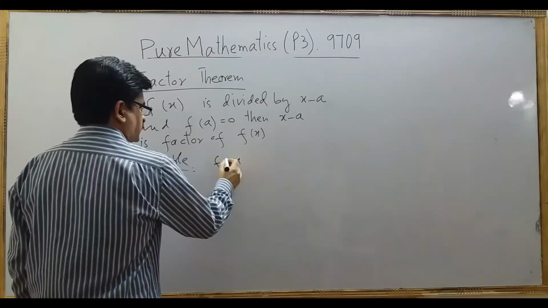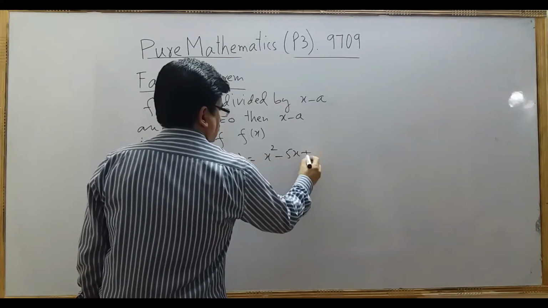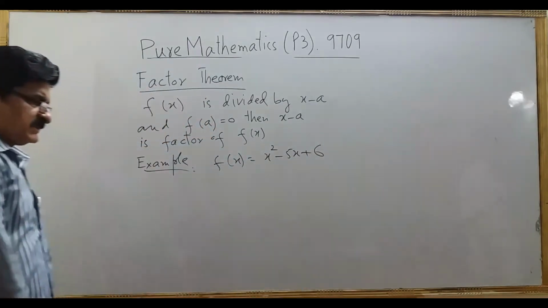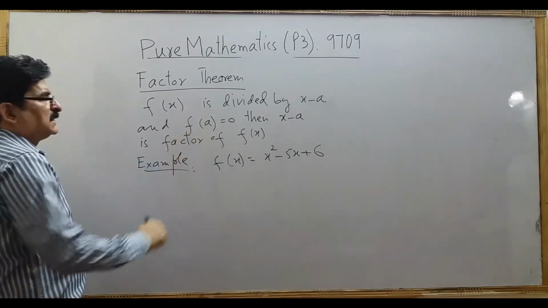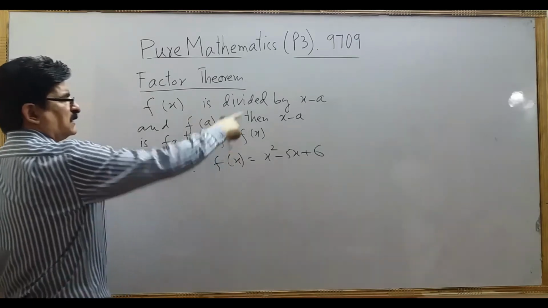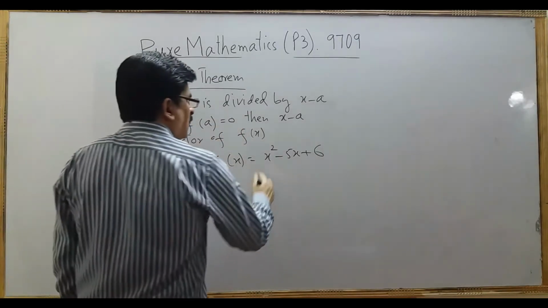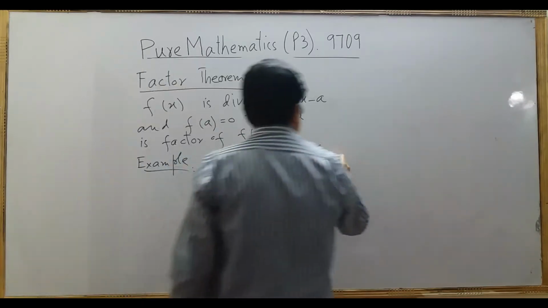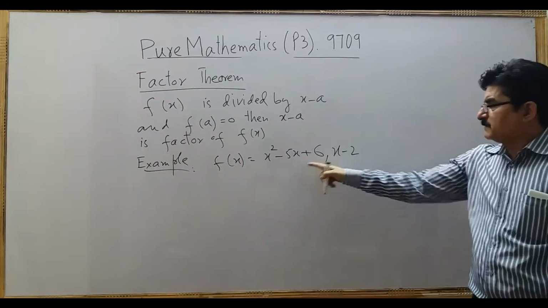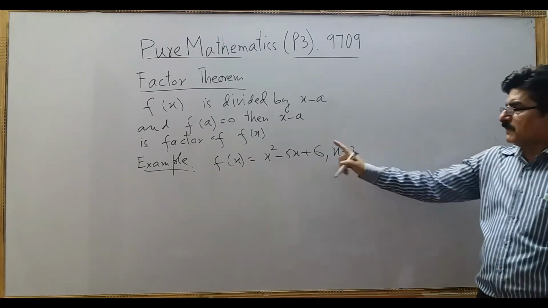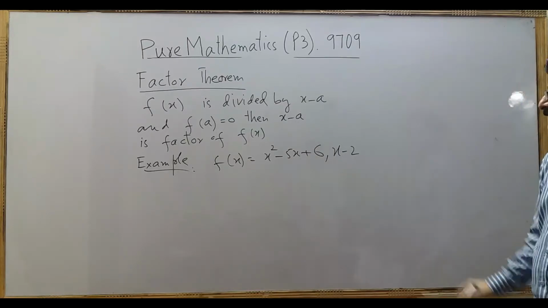Suppose f(x) is equal to x² - 5x + 6. Now keep in mind that f(a) is the remainder. So when the remainder is 0, then that is a factor also. Now I divide it by x - 2. We want to see whether x - 2 is a factor of this or not.